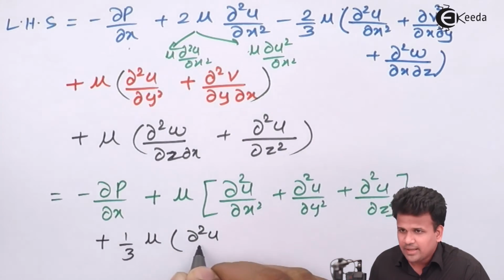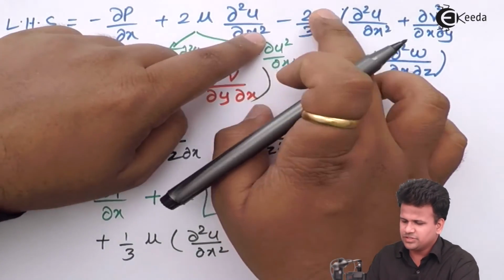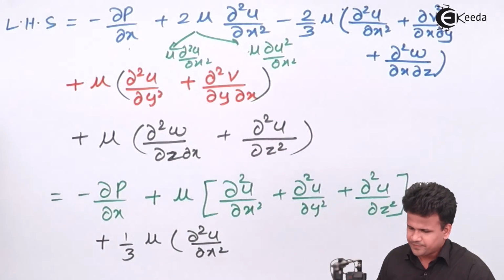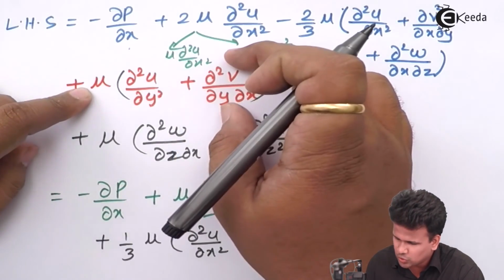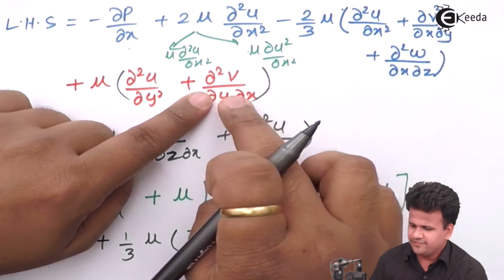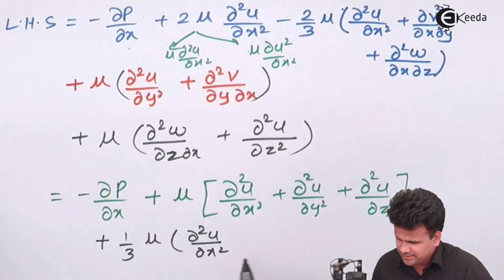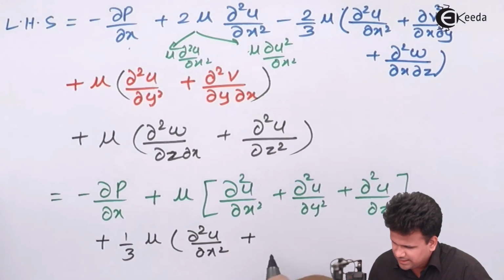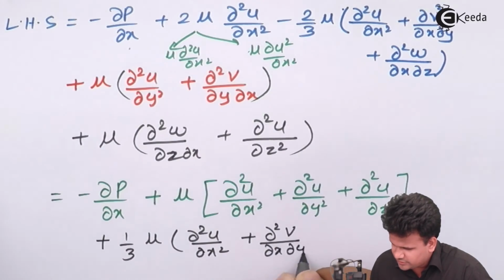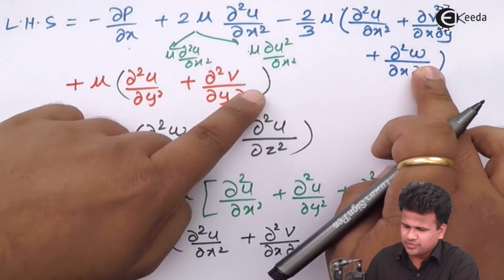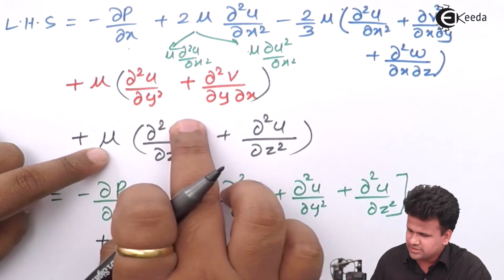That is ∂²u/∂x². This is (1 − 2/(3μ)), so we'll get this part. Similarly, over here this μ will be going inside. This is the whole term, and the difference between them will again be 1/3. So we can write plus 1/3 ∂²v/∂x∂y. And then the last term over here, this is minus 2/(3μ) into this term, and this is just this term over here.